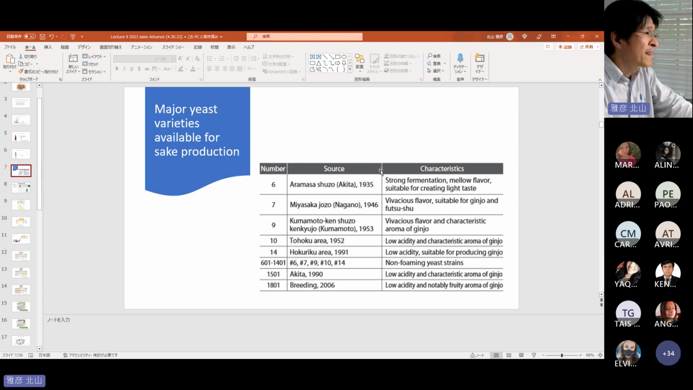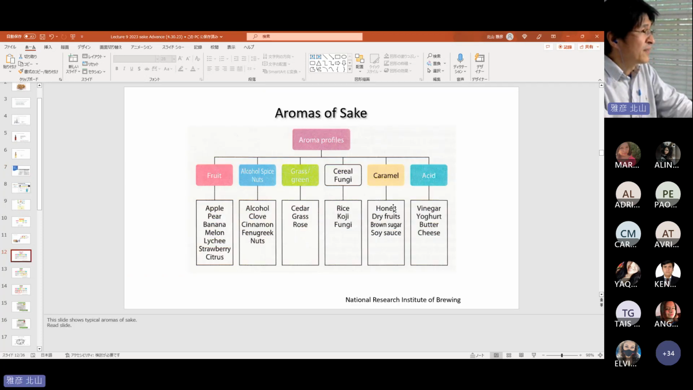At the beginning, people did not like sake with ginjo aroma, like a fruity aroma or floral aroma. They preferred to drink sake with the impression of cereal. I can explain later. Sake has some aroma, and people used to prefer sake with the impression of cereal or fungi.